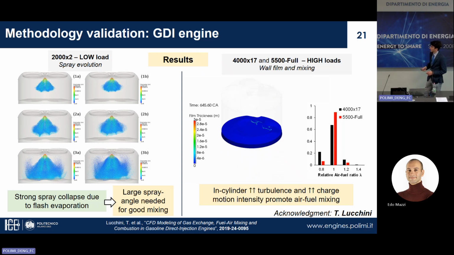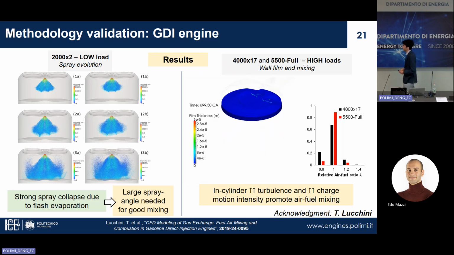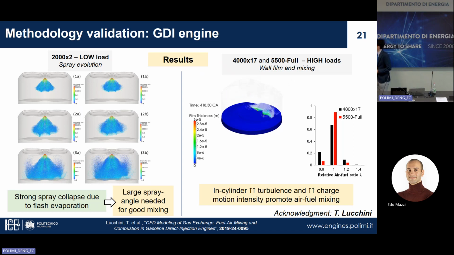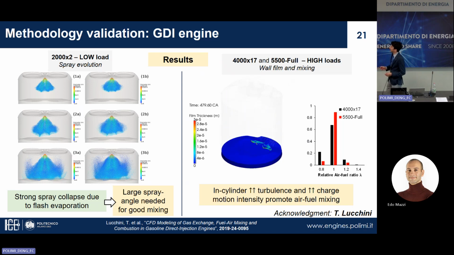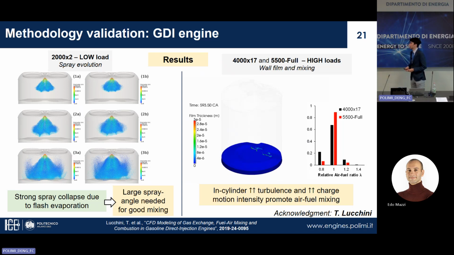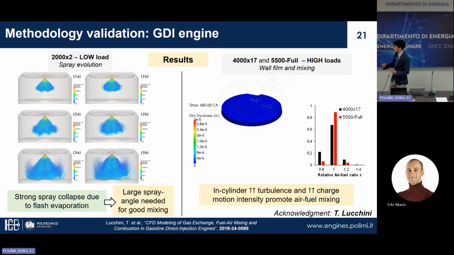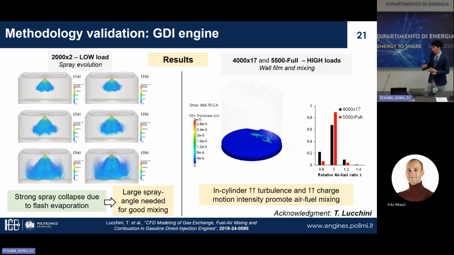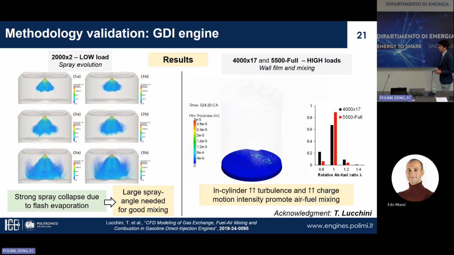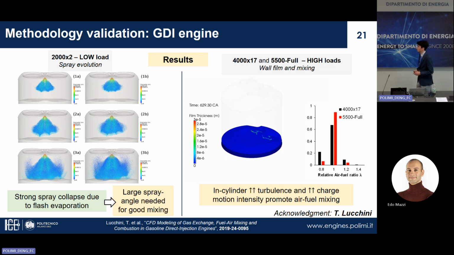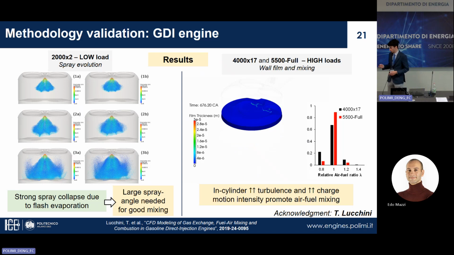Whereas on the right, there are the two high load conditions, and we saw that the homogeneity was better at 5500 RPM, thanks to the higher turbulence, and this, of course, improved the charge motion intensity and so the air-fuel mixing. And that's why at the spark advance, we end up with a better distribution of fuel inside the combustion chamber.